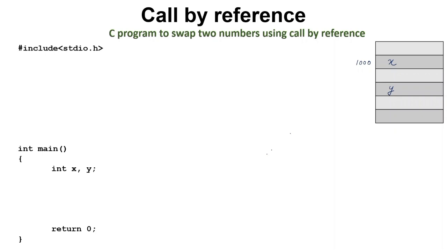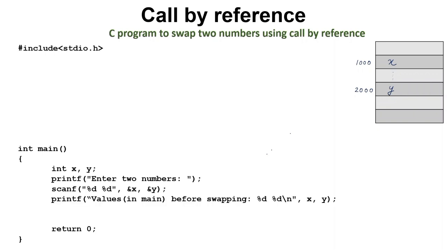Alright. And suppose y is located at some 2000. There are many more cells in this. Okay, so at address 2000 you have the y variable stored in memory. So now printf "Enter two numbers". So on the screen, enter two numbers is displayed. Scanf address of x, address of y. So you are asking the user to enter the values of x and y. Suppose the x value the user enters is 46 and the y value is 23.